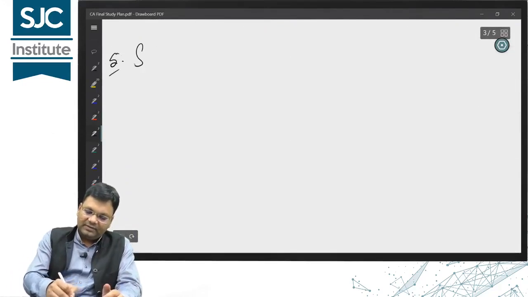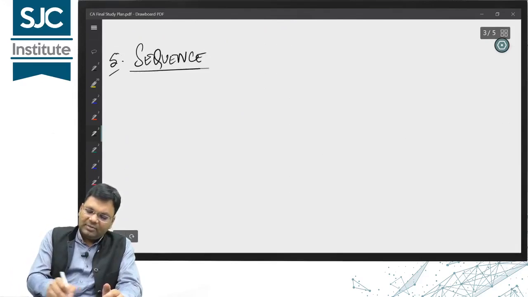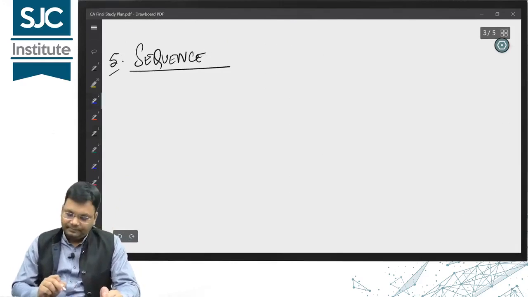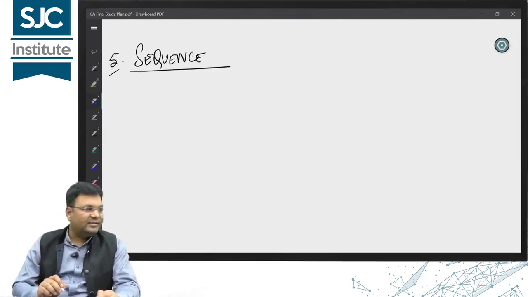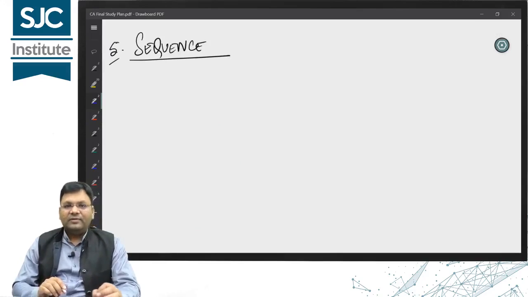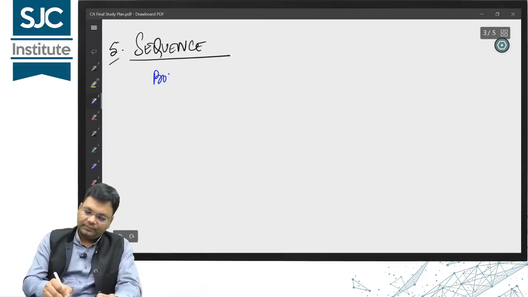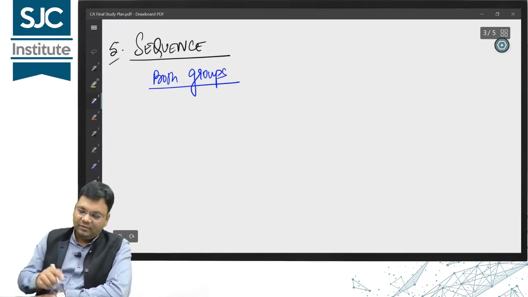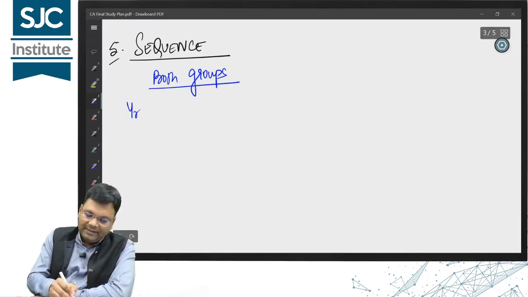See, for sequence, many students plan only one group at a time. But right now in this session, I am not going to give you any suggestion for one group at a time. I am going to give you a suggestion for both groups. If you are planning for both groups, then how should you plan the sequence? See, I will break this into year 1 and year 2.